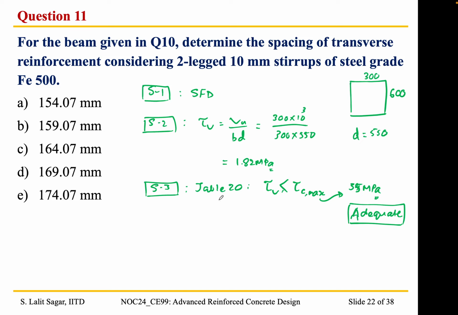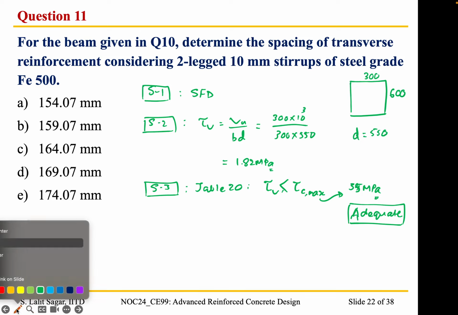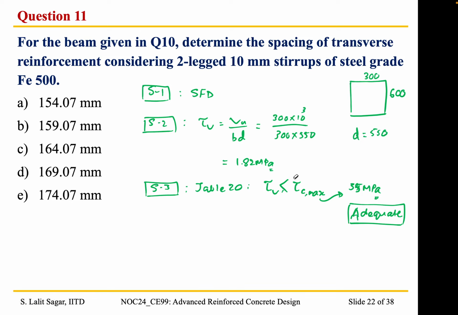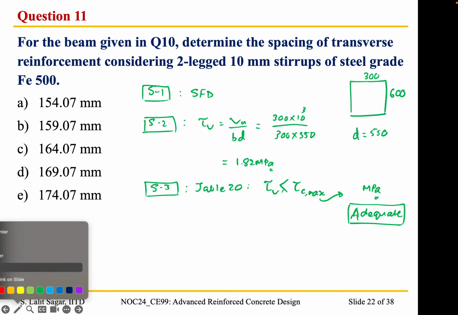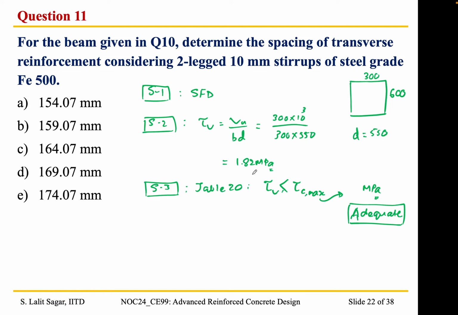So yes, it has to be less than 3.5 MPa, right? Then we proceed to step 4.